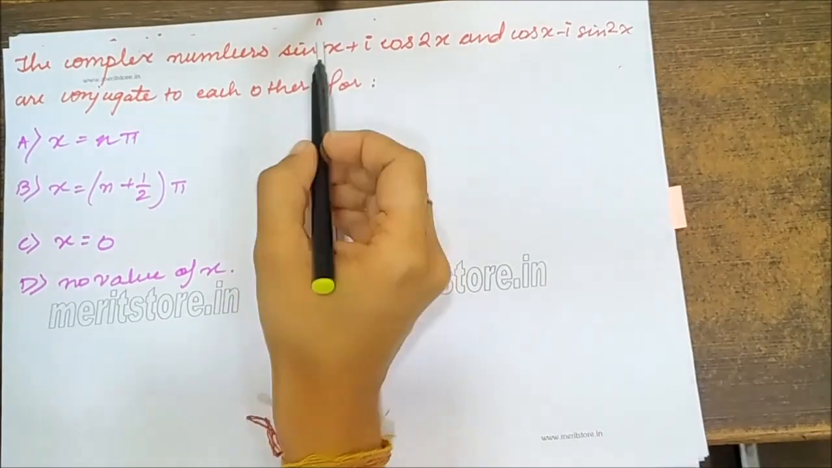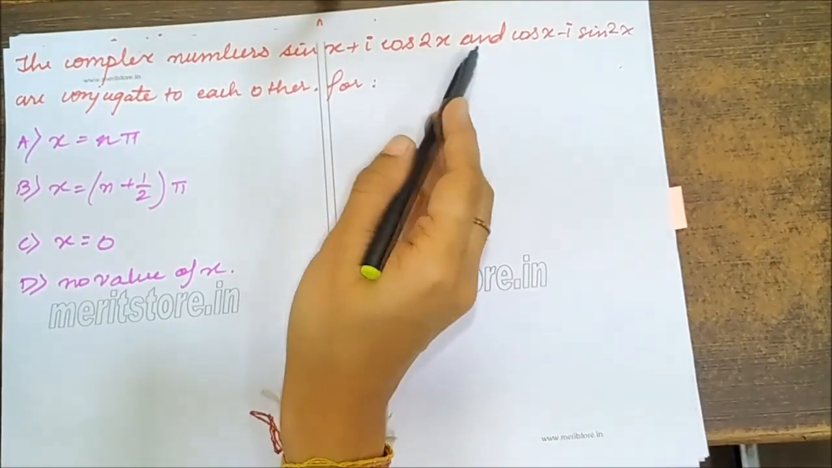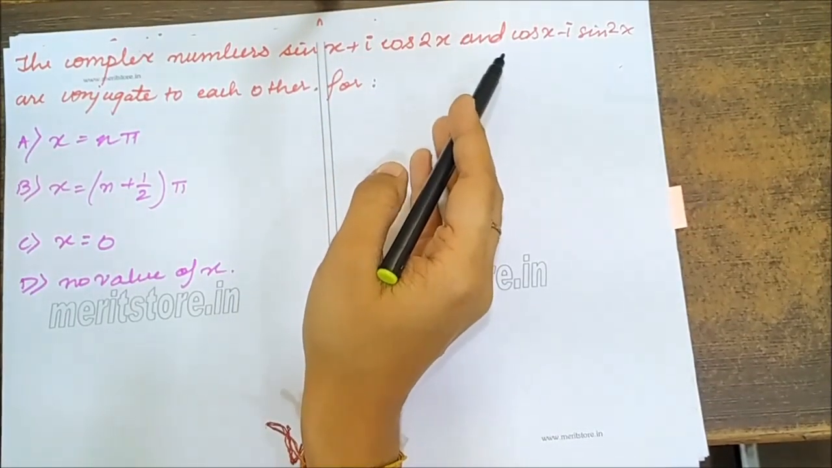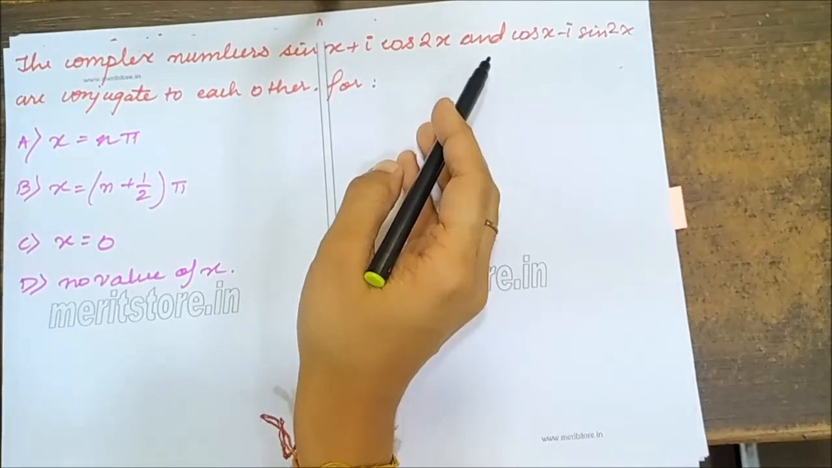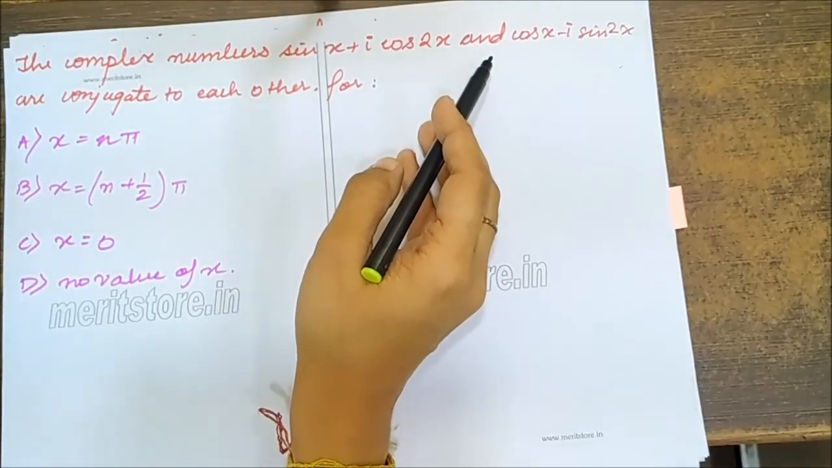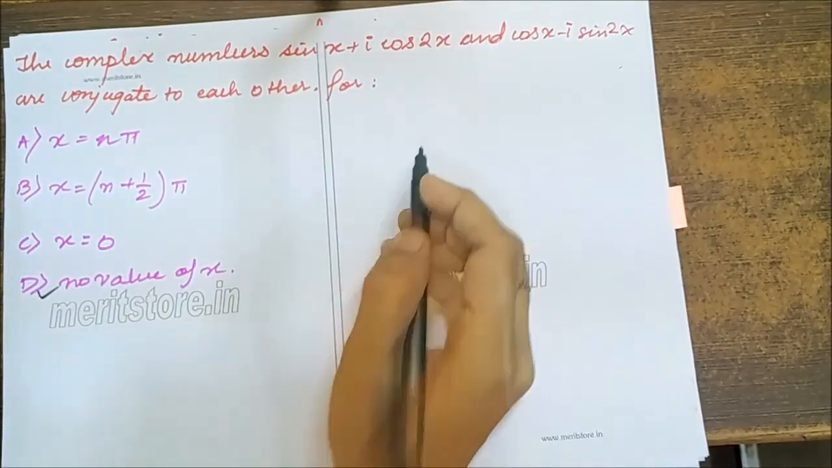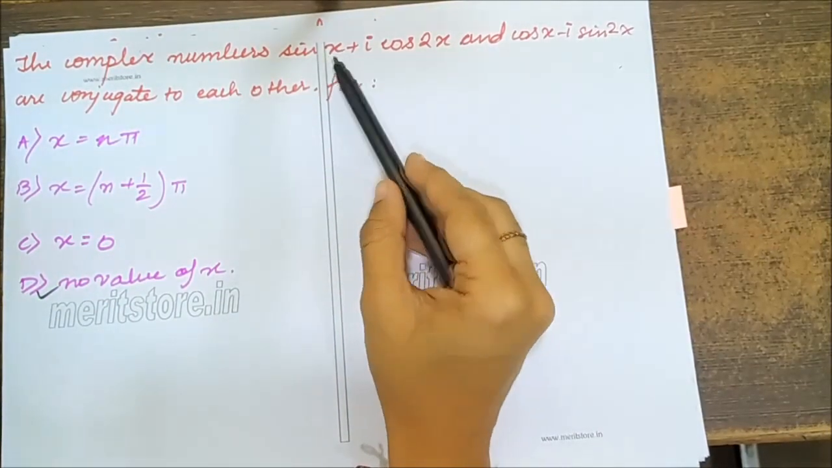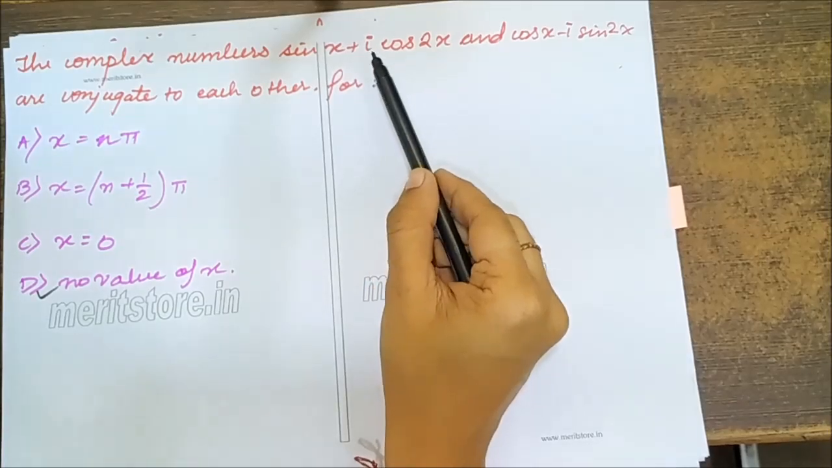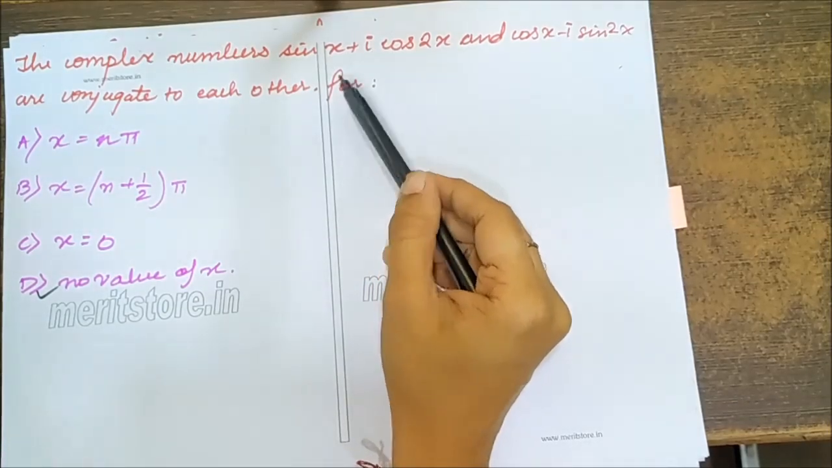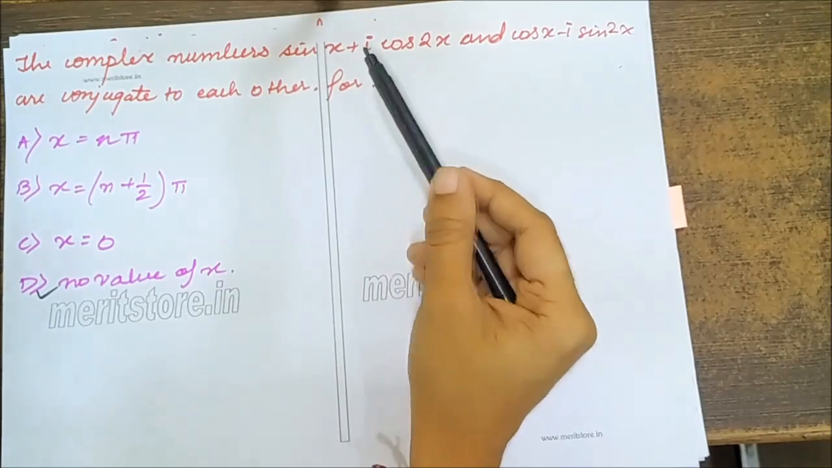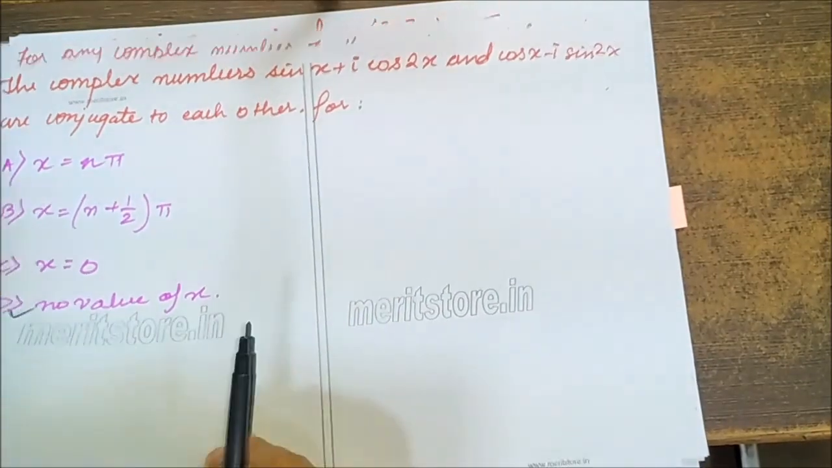The complex number of sin x plus i cos 2x and cos x minus i sin 2x, and the conjugates will be D, no value of x, because when you take the conjugate the signs will change, right? And if signs will change for each other, the answer will be nil for x.